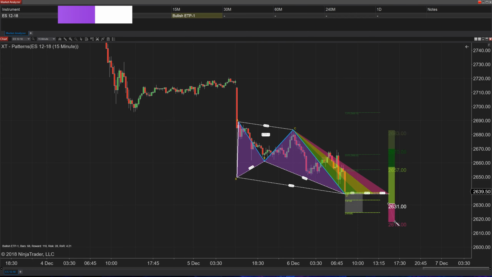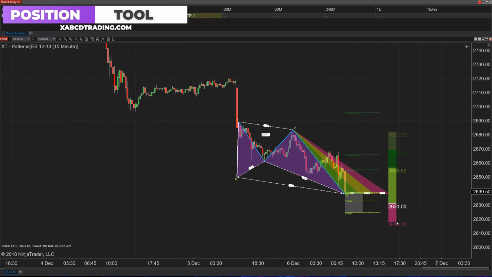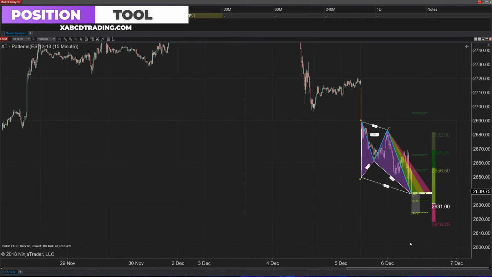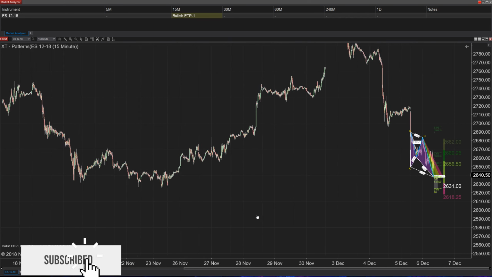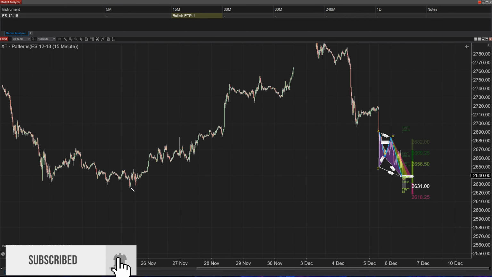Now, the next thing I'm going to do is draw in our 2-to-1 risk versus reward, which will also help me place my stops and targets. And then I'm going to go back and look to see if we have any support that lines up with this particular pattern's reversal area.